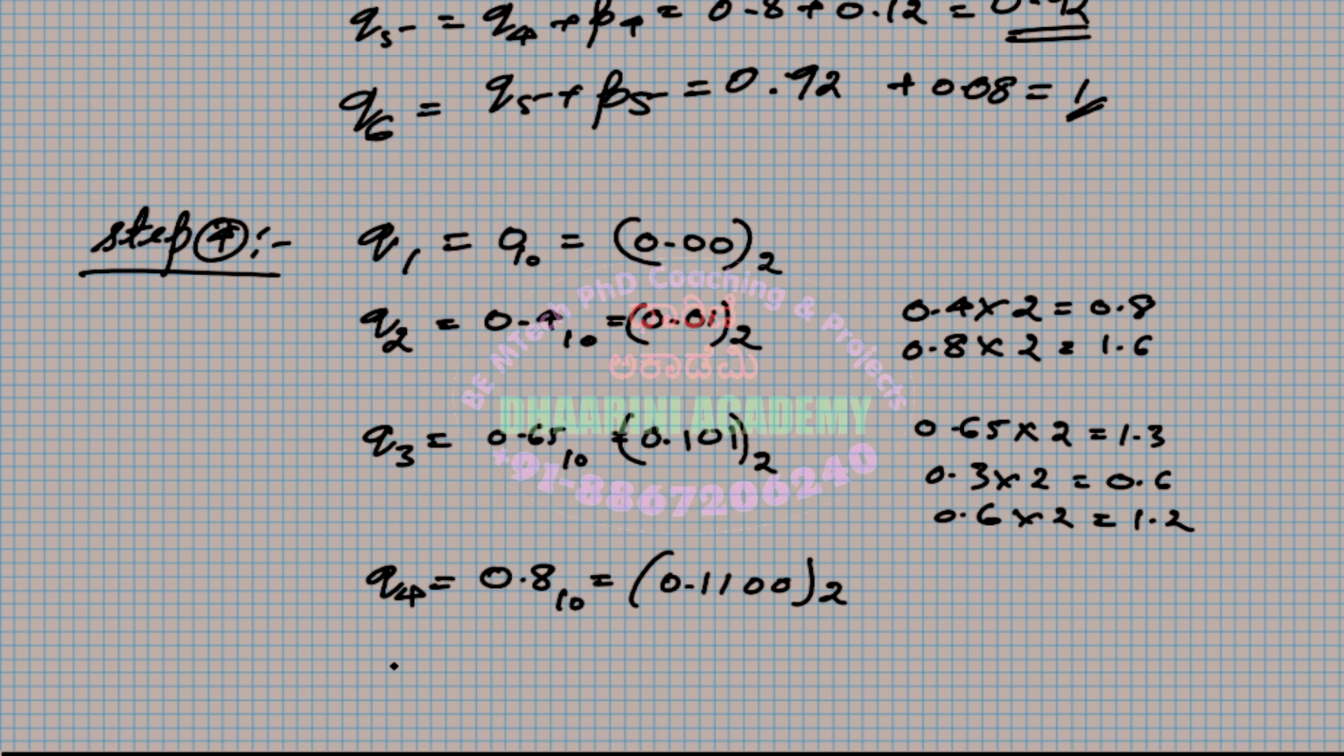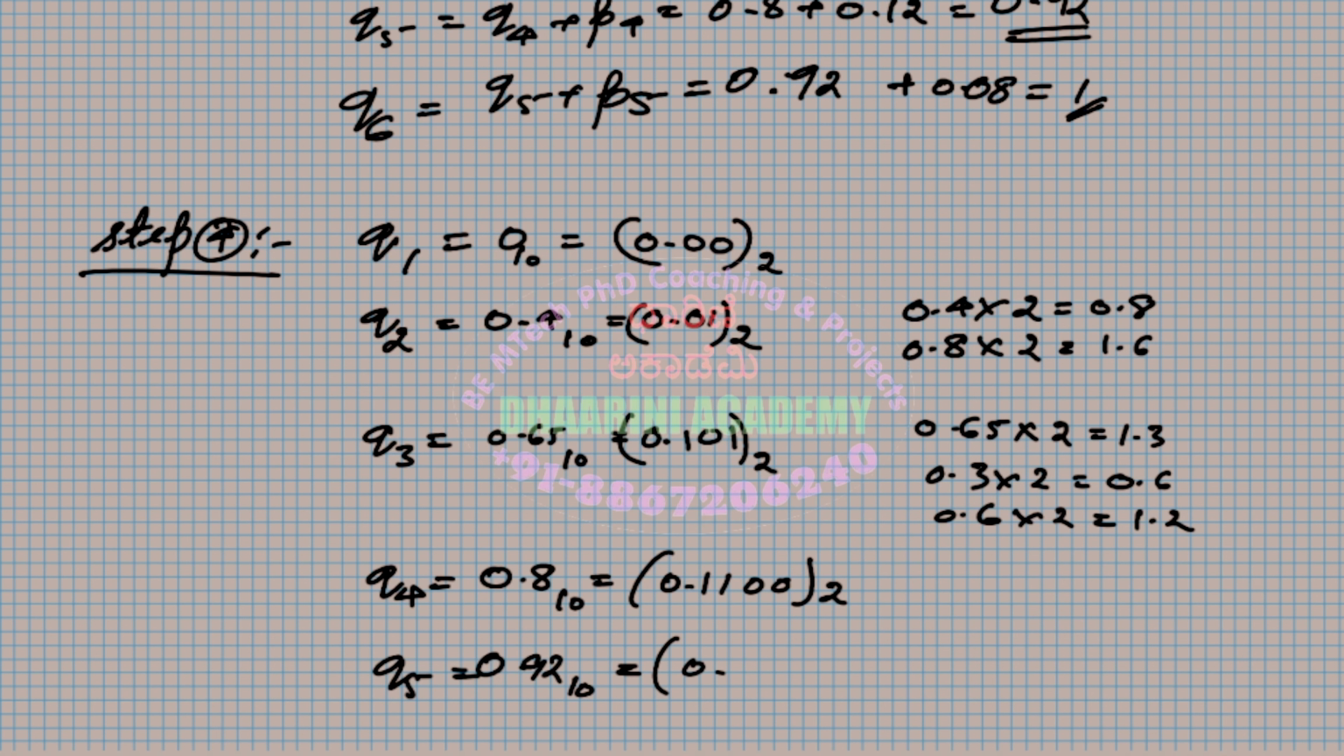Similarly, we need Q5. Q5 is 0.92 to the base 10. All right, please convert this into binary, to the base 2. And I think we need again 4 bits. So this is equal to 1110 to the base 2.